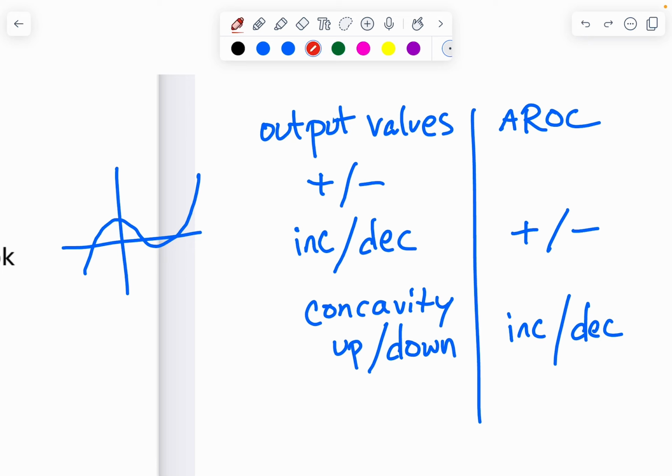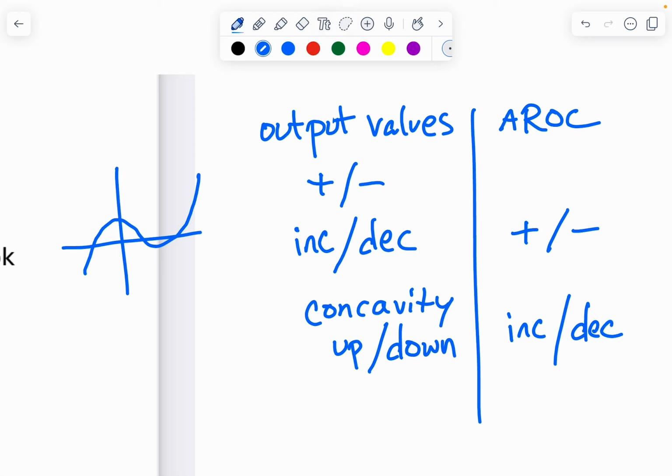Likewise, on the other side, when we are concave down, pretend I went a little too far. So wherever that inflection point is, when we're concave down, our average rate of change is decreasing. We had a pretty steep positive slope, and then it gets less positive, and then we get to a negative slope over there.